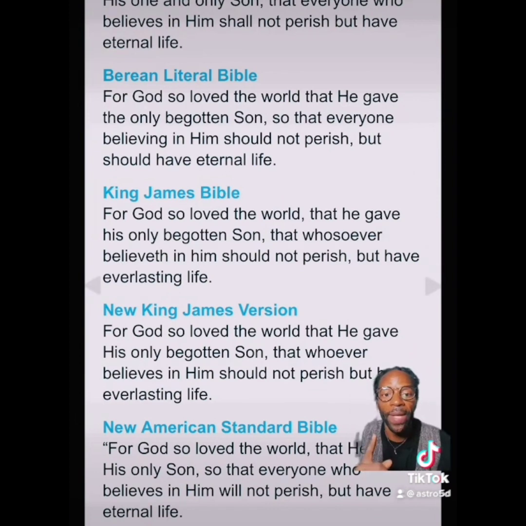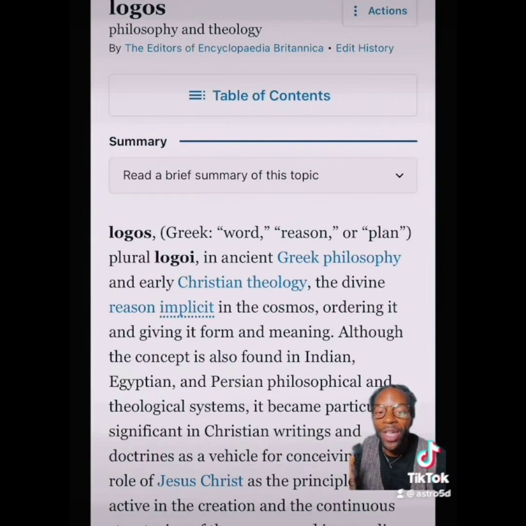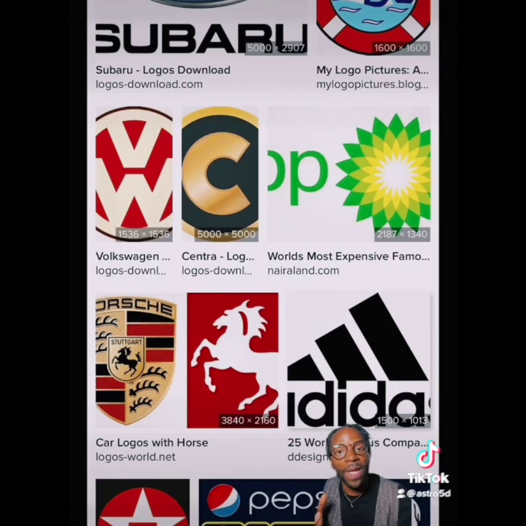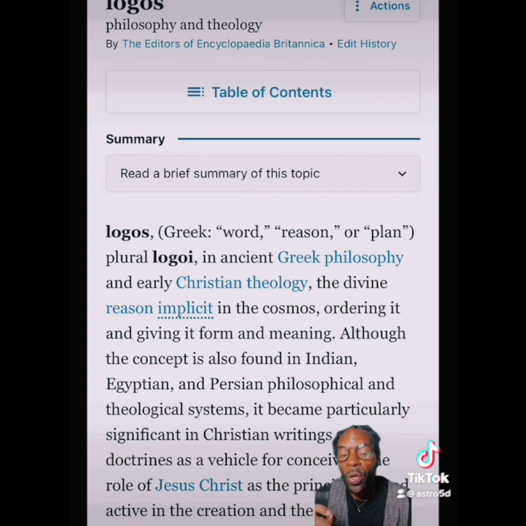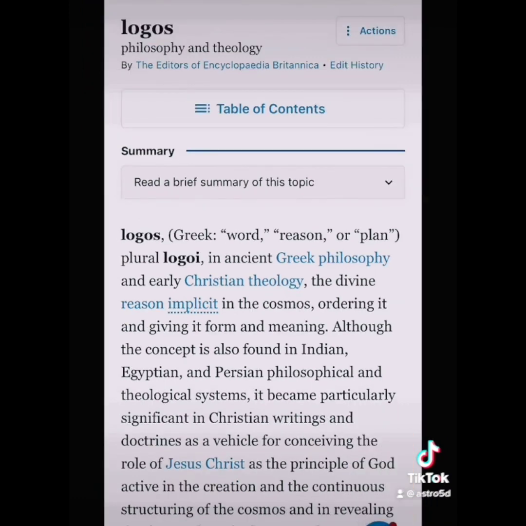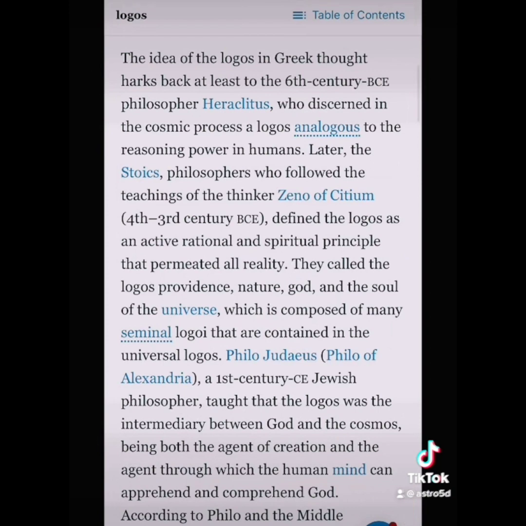Sun, S-U-N. Now, upon seeing the word logos, you might just think about logo. This is most likely what their mind immediately goes to. However, in Greek, logos means word. In ancient Greek philosophy and early Christian theology, the divine reason implicit in the cosmos, ordering it and giving it form and meaning. The Stoics defined the logos as an active, rational, and spiritual principle that permeated all reality. They call the logos providence, nature, God, and the soul of the universe, which is composed of many seminal logoi that are contained in the universal logos.